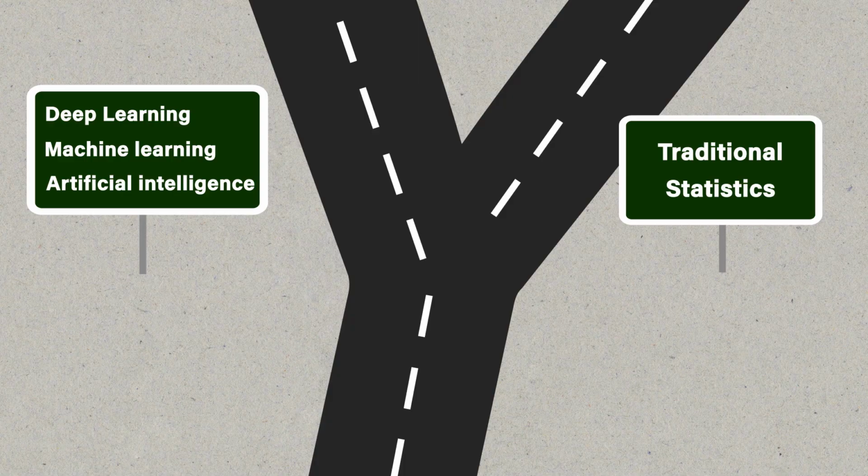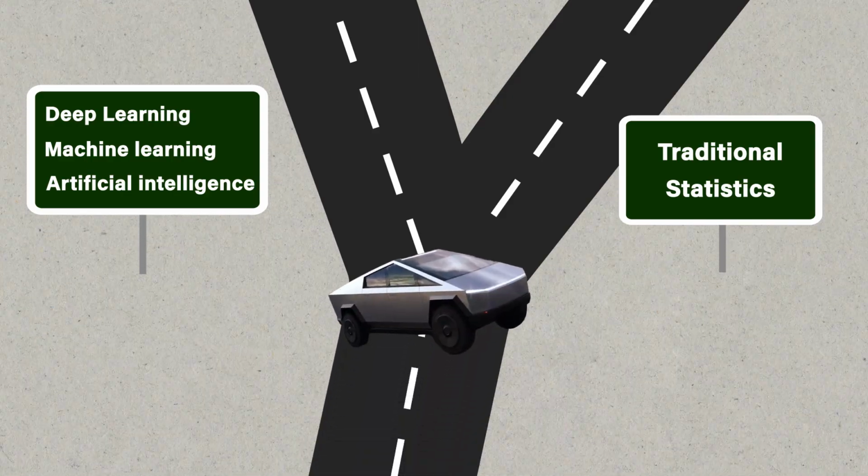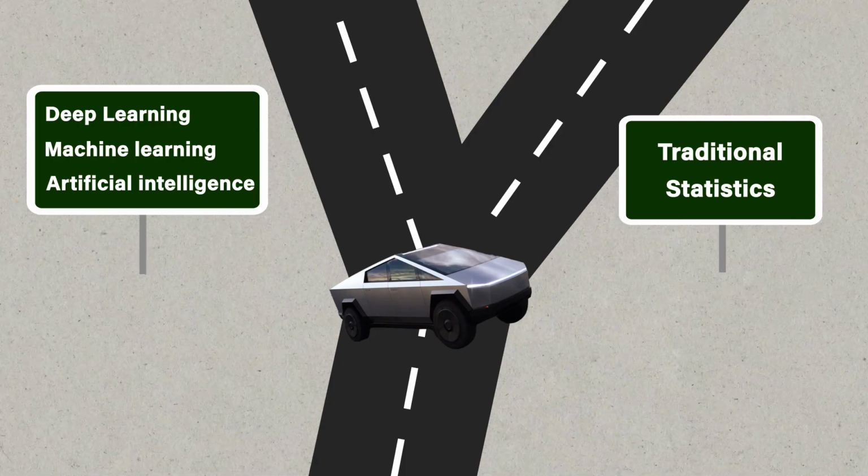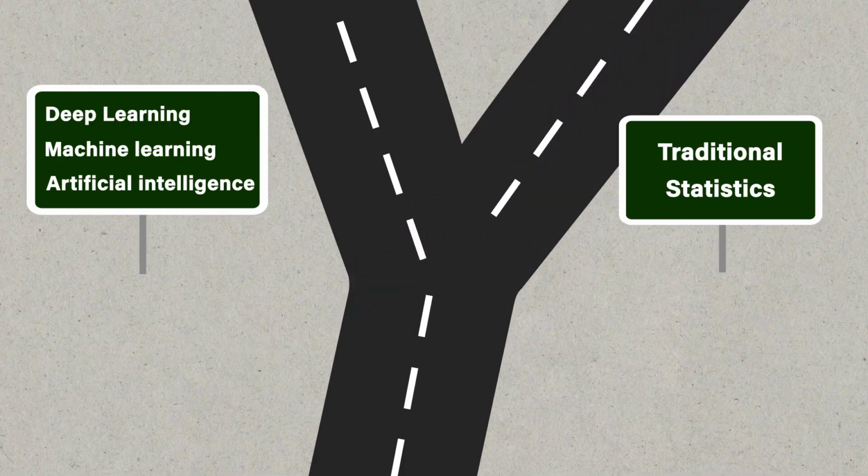Mm-hmm. So a specific type of machine learning. It's a very specific type of machine learning, mm-hmm. Yes. Great. Are there actually instances where machine learning, artificial intelligence, deep learning should not be used, but you should use traditional statistics? I think a data scientist would tell you there are no situations.